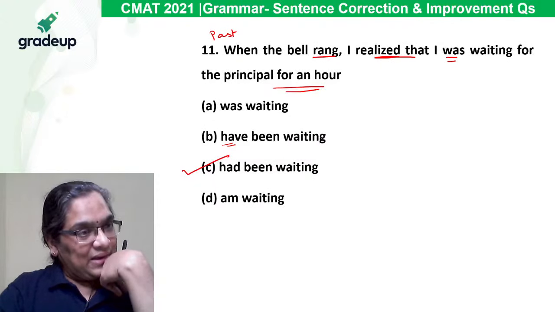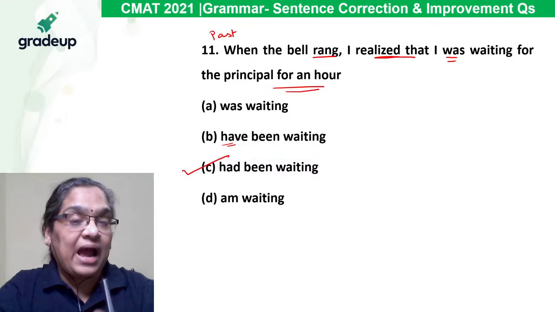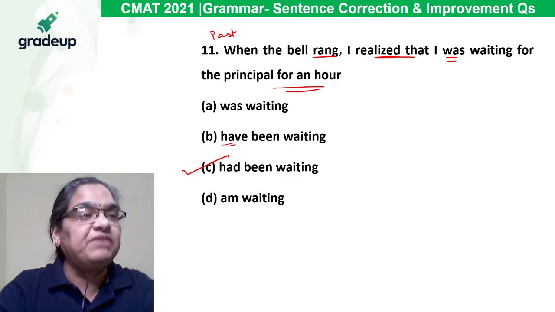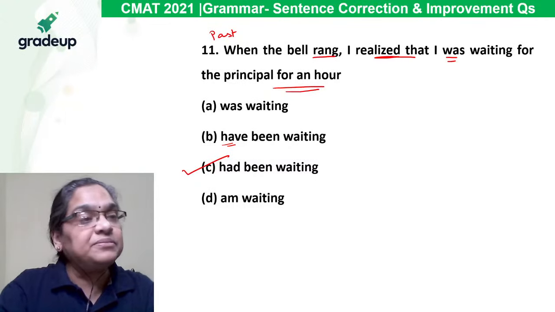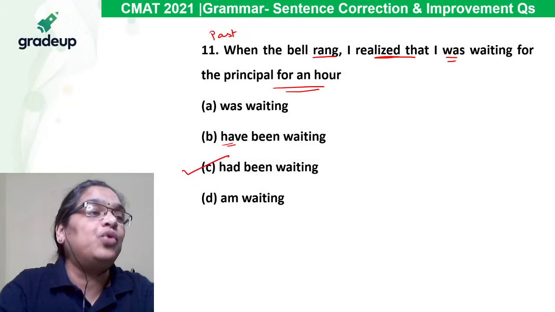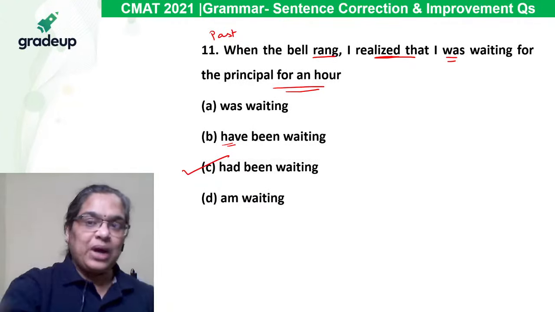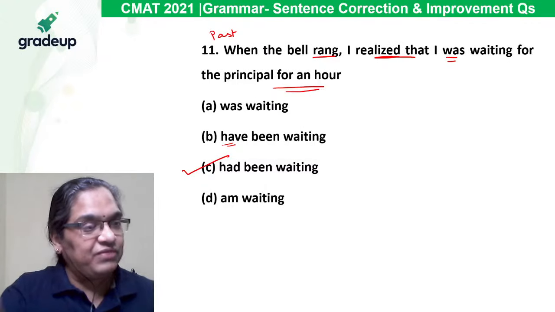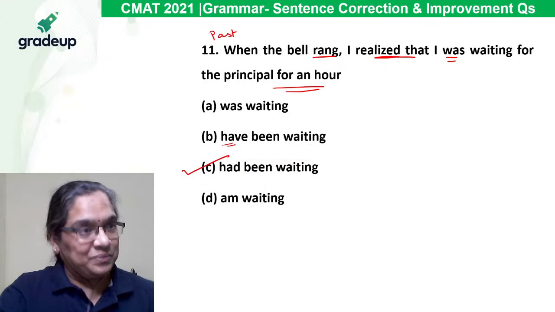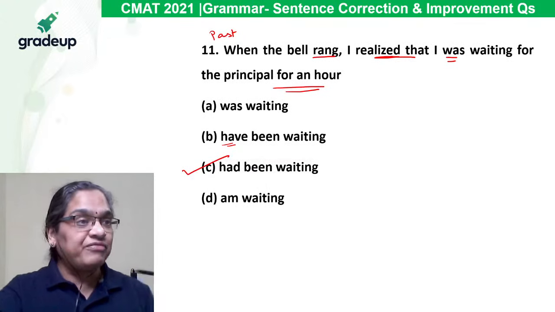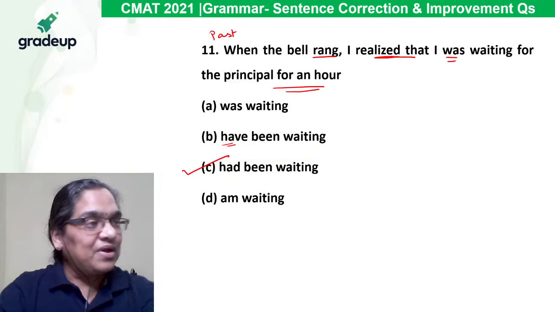You will say, I had been waiting for the principal for an hour. Suppose you meet the principal face to face, then you will say, sir, I have been waiting for you for more than an hour. But here the whole thing is in past tense, so you can't use have. You have to use had been waiting. Understood?